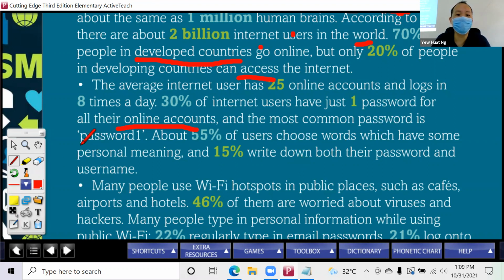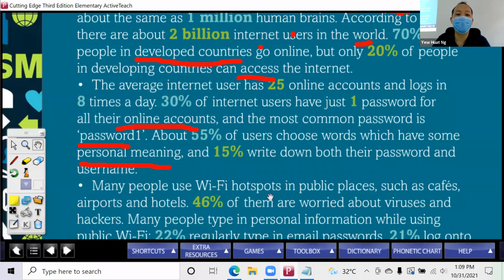Most common password is password 1. That is true. A lot of places that I work in. How about, does your password have any personal meaning to you? Some of them they do, some of them they don't. Okay. 15% write down their password and username.